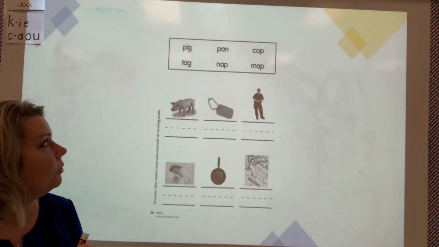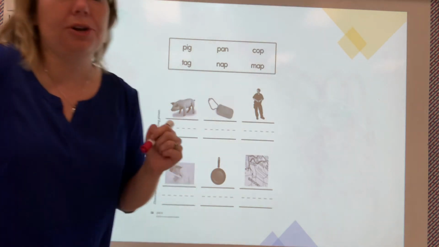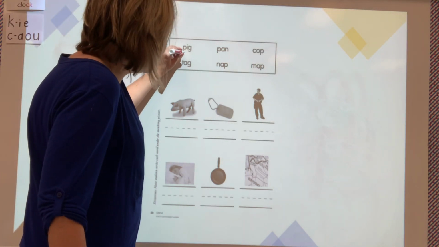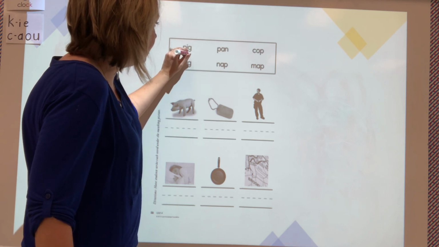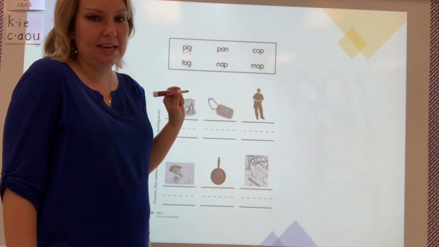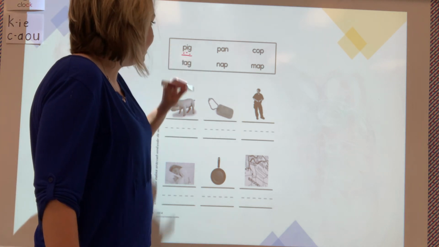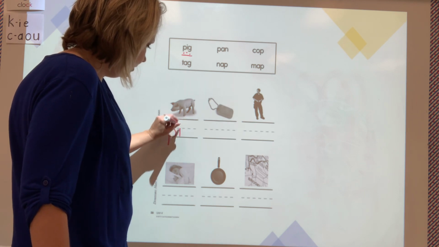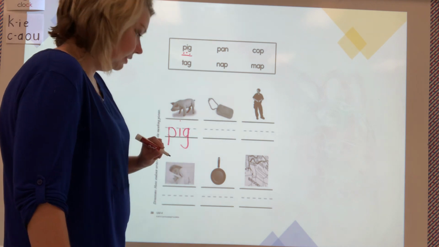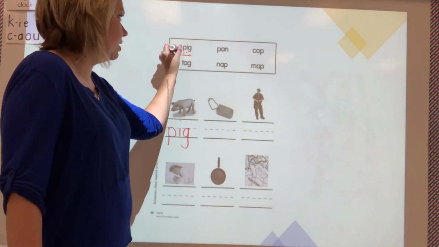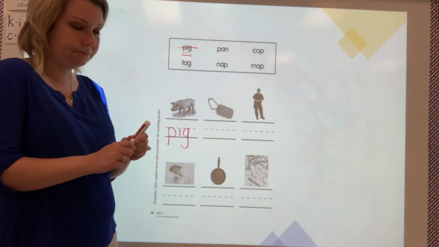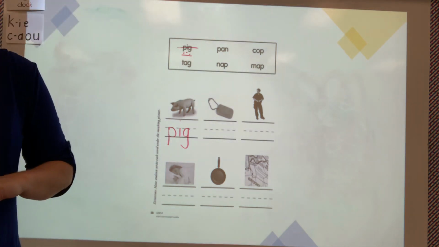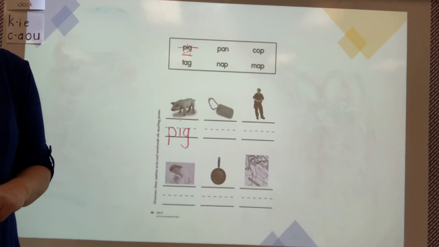I'm going to pick a word. I'm going to start with the first word in our word bank. We're going to do the first word together. I'm going to blend the sounds. P-I-G. Pig. Okay, I'm going to write that in the blank. Now that I've written it, I can cross it out because I'm done. You go ahead and do that too on your paper and finish the rest. I'll give us about a minute and then we're going to go over it together.